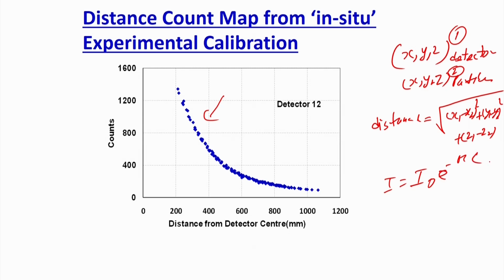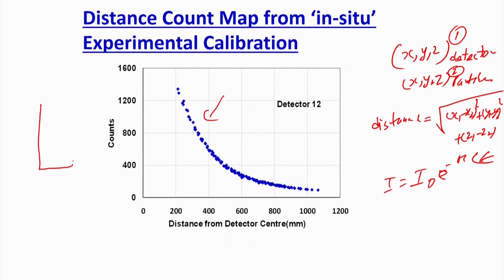Okay. So the counts recorded on the detector change exponentially with the distance. Similar graphs can be prepared for all the detectors, so you will know what count you are expecting on that detector at what distance. Now, why do we need several detectors?